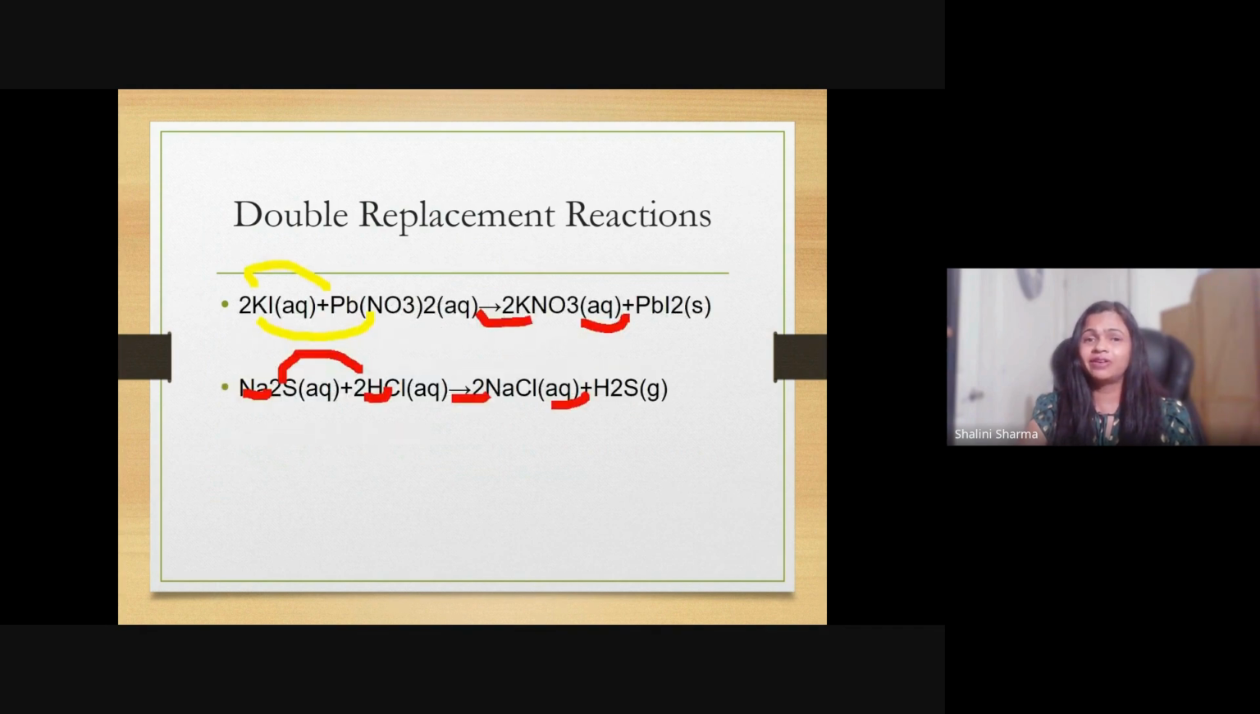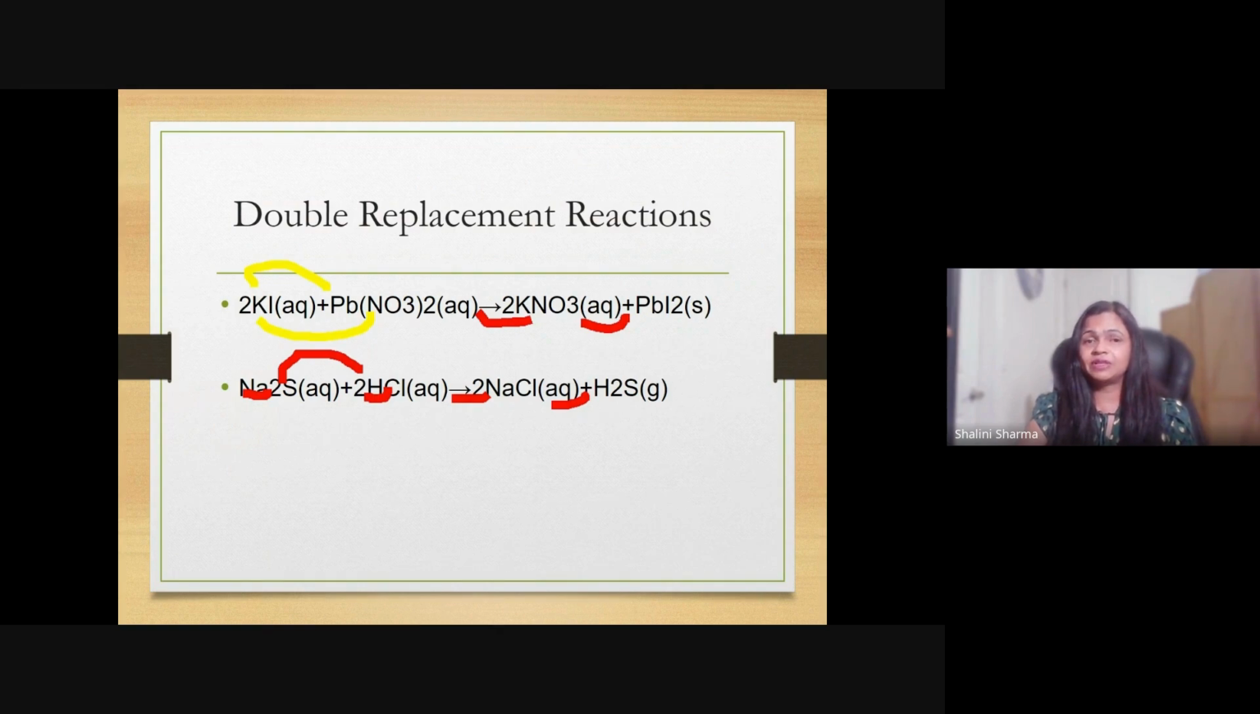These are some of the common reactions that take place during double replacement. This is a reaction between potassium iodide and lead nitrate. If you see, they are going to exchange their ions. Potassium combines with the nitrate part, forming KNO3, which is potassium nitrate, on the product side, while lead combines with iodine, forming PbI2, lead iodide. So they are exchanging their parts with each other, and that's what you will see on the product side.